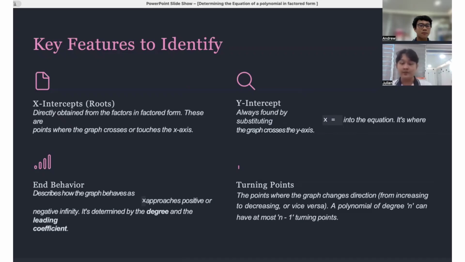The end behavior can be determined by the degree and the leading coefficient. The possible turning points are also important in the function. These are the points where the graph changes direction. A polynomial of degree n can have at most n minus 1 turning points. These are the foundation we will use to actually build the polynomial equation. And now Andrew will walk you through the process.